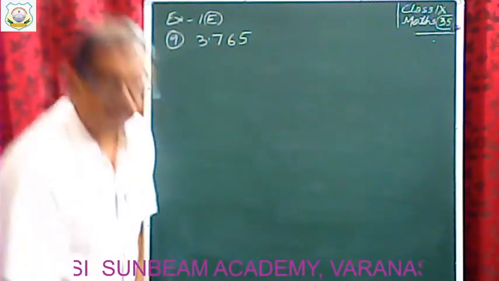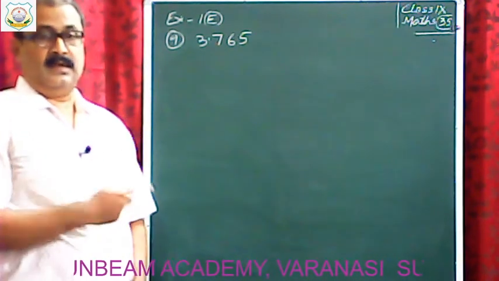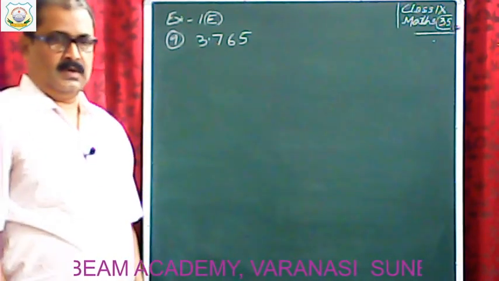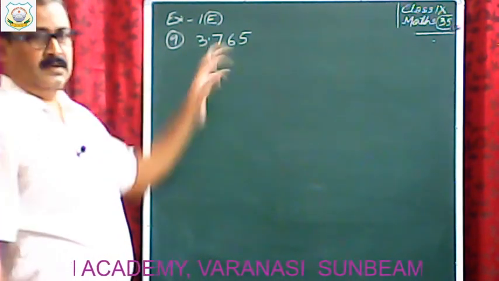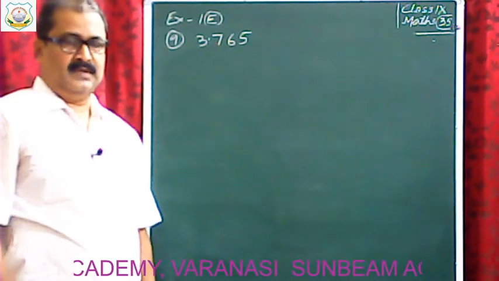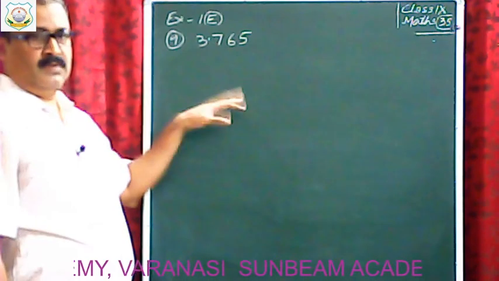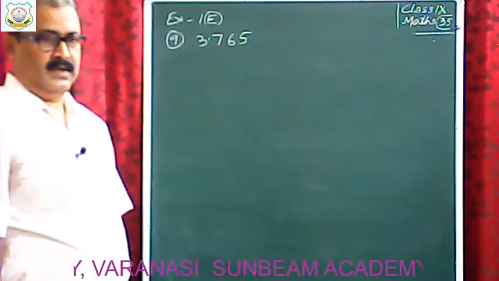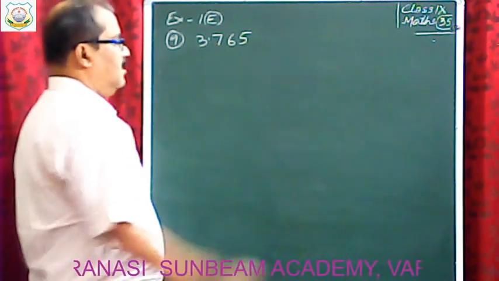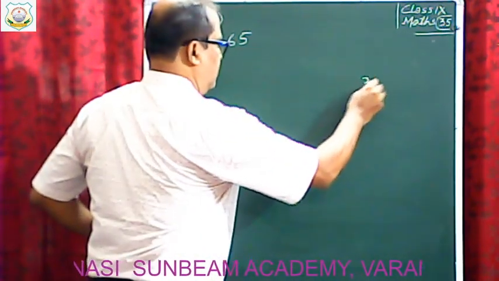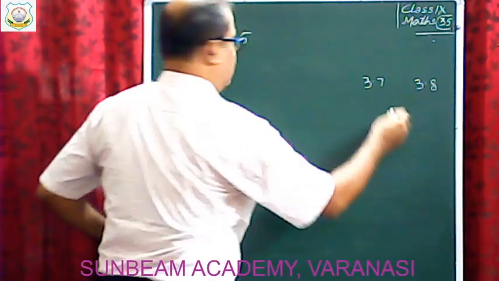3.765. It is terminating decimal, isn't it? So it is a rational number. After decimal there are 3 digits. You have to represent this on number line. So directly it is not possible to represent on number line. Step by step we have to represent. So first of all, 3.7, 3.8 you have to represent on the number line.